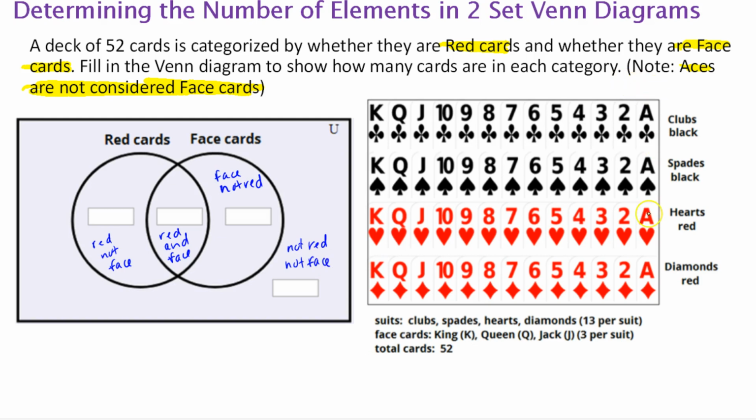So let's look at our deck of cards. The first 2 columns are clubs and spades, and they're black. And then we have hearts and diamonds, and they're red. Notice there's a total of 52 cards, 13 in each suit. Knowing that can be helpful. It'll save you from counting. So there's 26 red cards. Let's write this here.